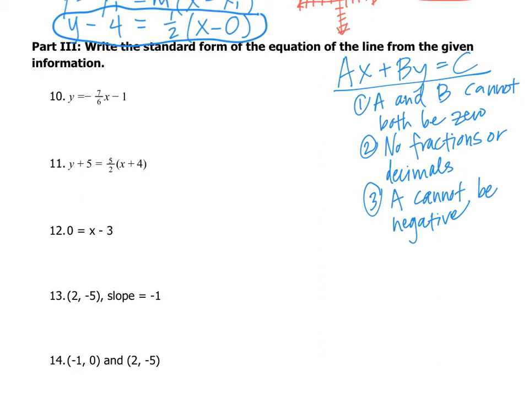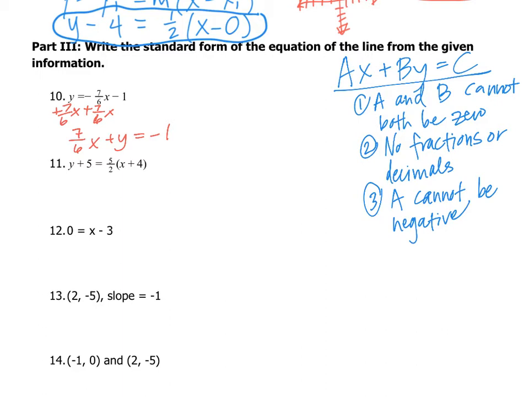Okay, so with this first one, the first thing that we need to do is move that x and its coefficient over to the left-hand side. I do that by adding 7/6 x. When I do that, I get 7/6 x plus y equals -1. So obviously I am breaking my second rule because I have a fraction.